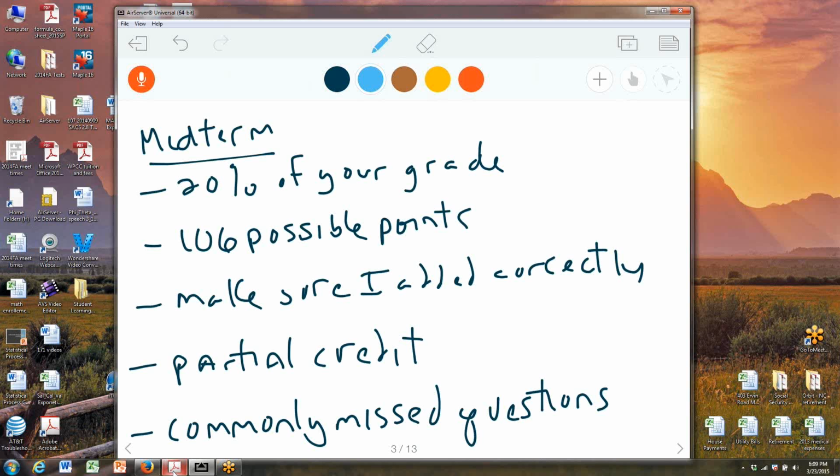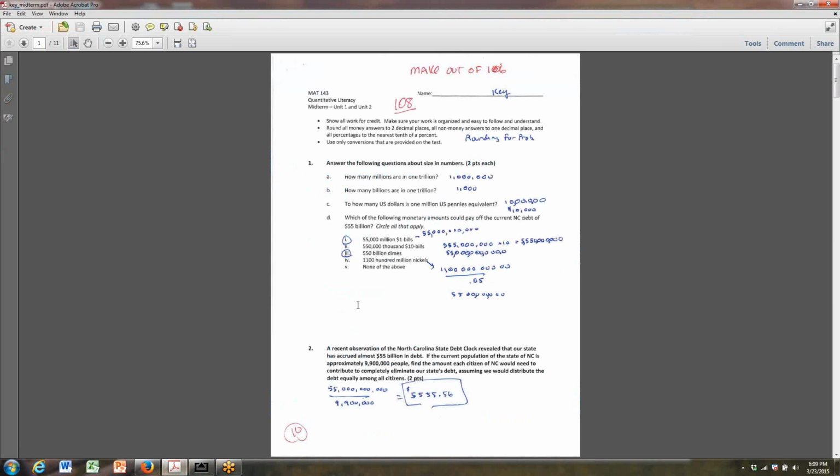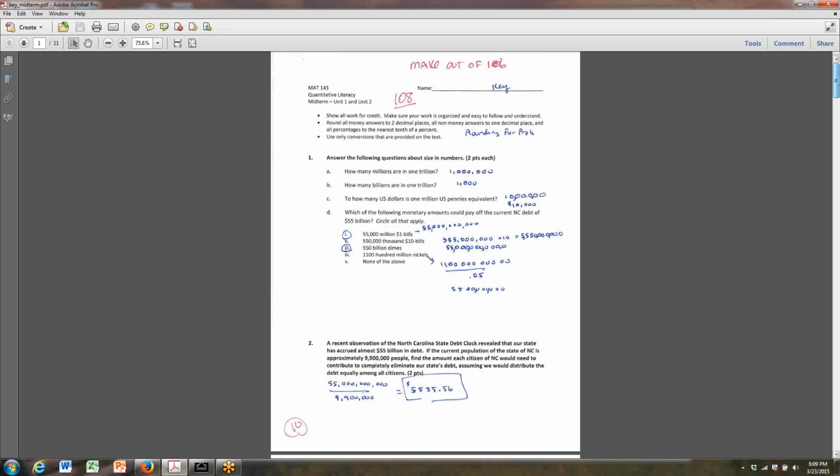Some of the commonly missed questions, let me just pull that midterm up again and look at some of the commonly missed questions here. And I have to warn you, when I make a test, I make a rough version of it, and I make the key up and then I make any changes in pen. So this is not quite the exact same test you got. Same questions, but you'll see a couple things different.